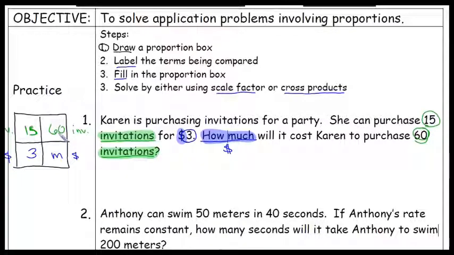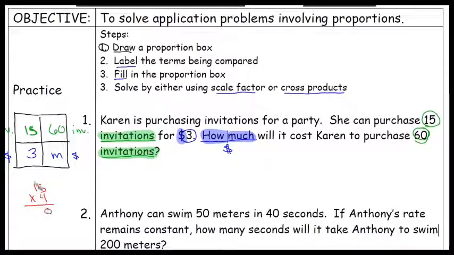15 times 2 would give me 30. Oh, well, I'm looking for 60. So what about 15 times 4? Okay, let's try that. 15 times 4. Let's just come over here to the side and work that out, see if it works.